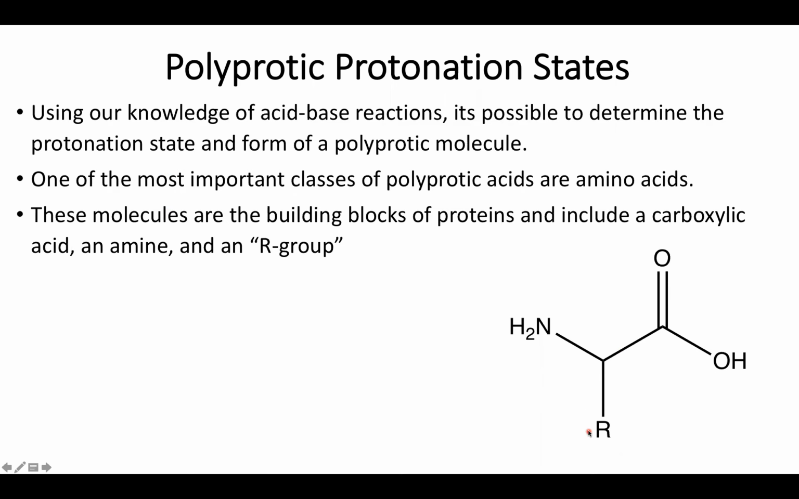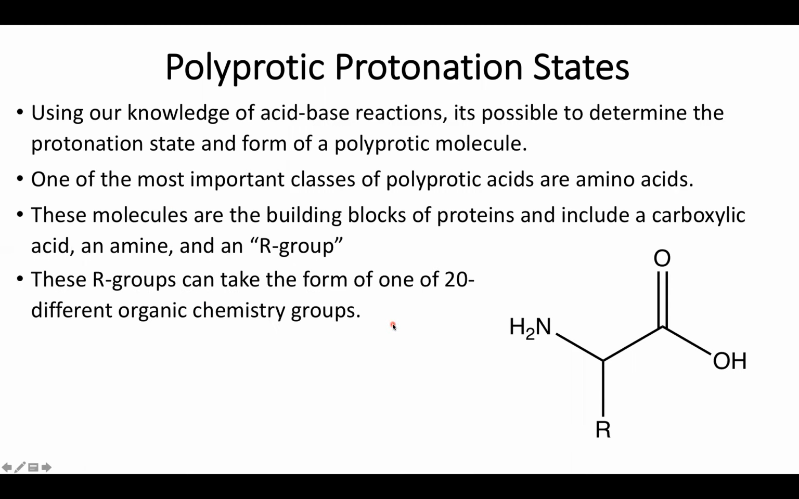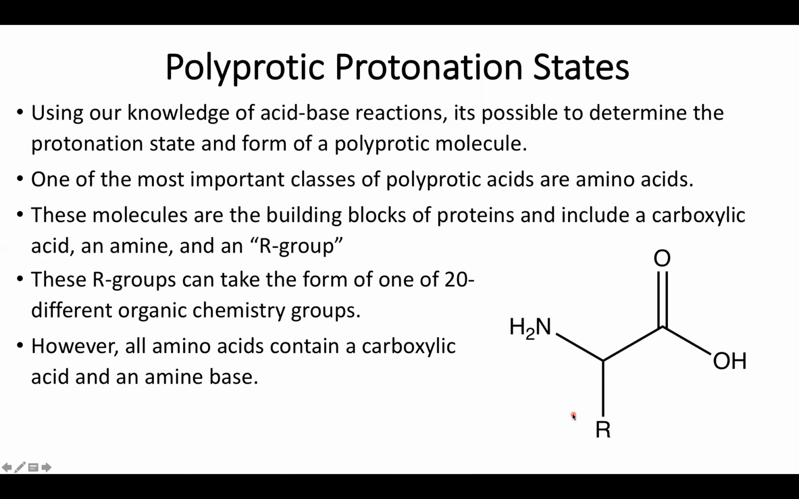The R group is essentially a name for some random organic chemistry group. In this case, these R groups are one of 20 different organic chemistry groups. These can include anything ranging from hydrogen to acids to bases to a lot of different species that you'll learn more about in organic chemistry and biochemistry. The exact choice of R group can control a lot of different properties. However, it is worth noting that every single amino acid will contain the same two basic functional groups. They'll contain this carboxylic acid and this amine base.